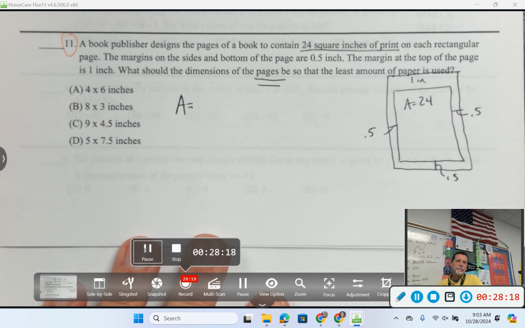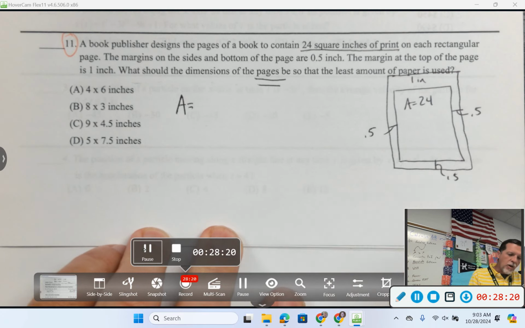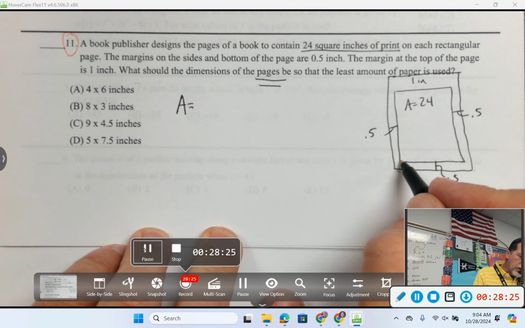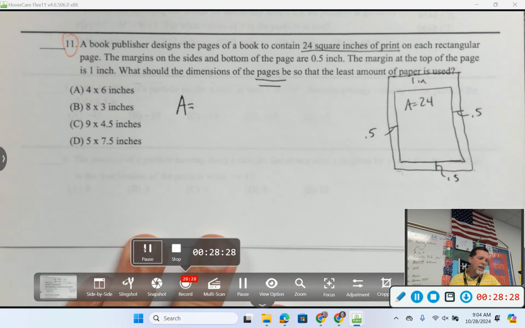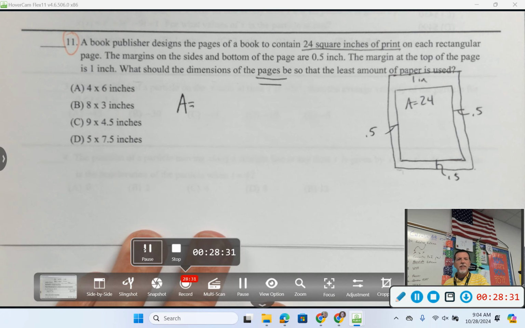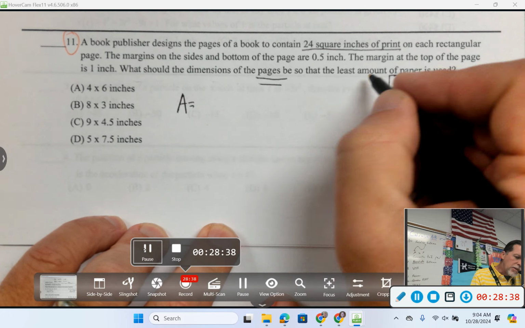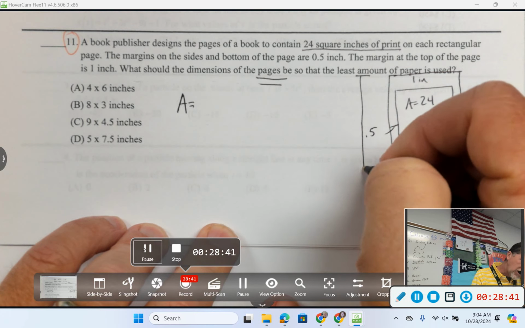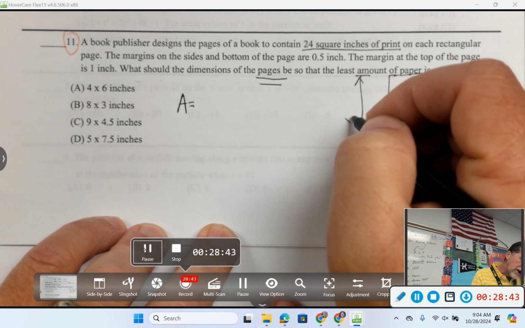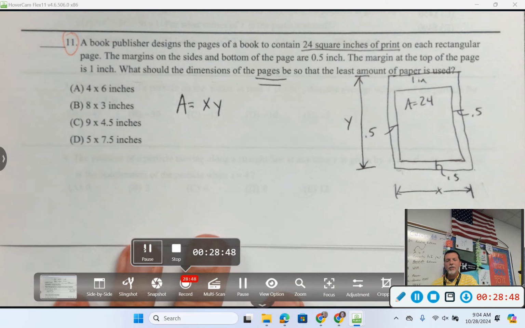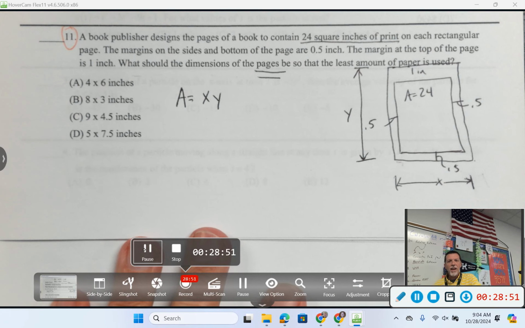I'm going to use X and Y, but do I want X to be the full width or the width of the print? I don't guess it matters, except that it asks me for the dimensions of the page, so I may as well set this up to make the dimensions of the entire page be X and Y. So it'll make this equation easy. I think I'm going to have one hard equation and one easy equation. The area of the page is XY, and that's what I want to minimize.